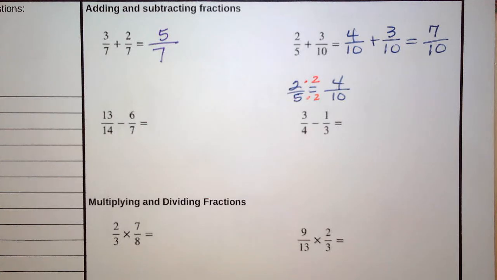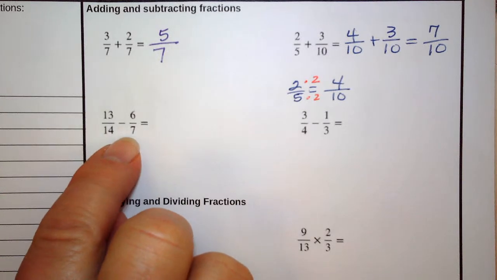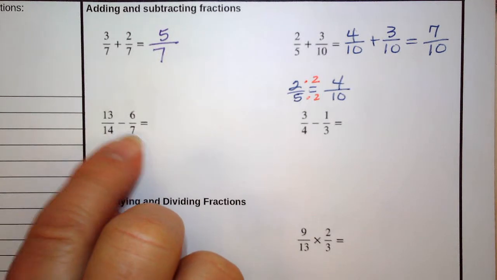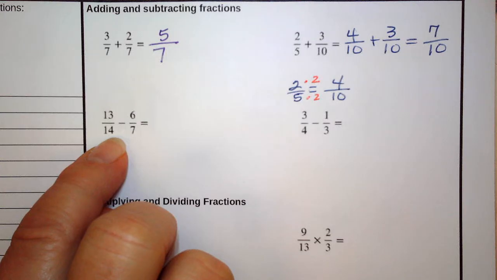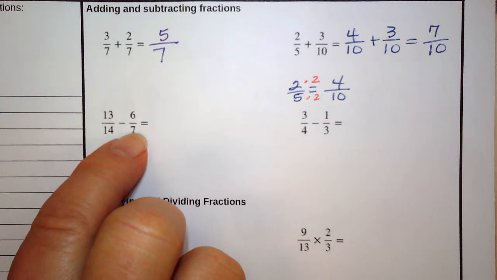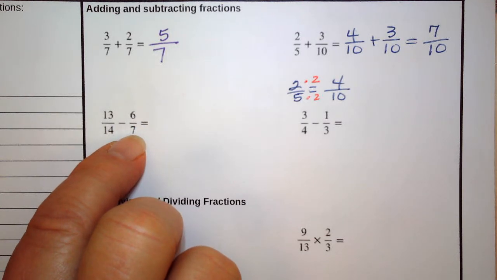Can I simplify? No, because 7 is a prime number and it does not divide evenly into 10. So, what about the next one? Pause the video. Can you do the next one on your own? You know that 7 is 1/2 of 14, so 7 times 2 gives me 14. How will I create equivalent fractions with 6/7?